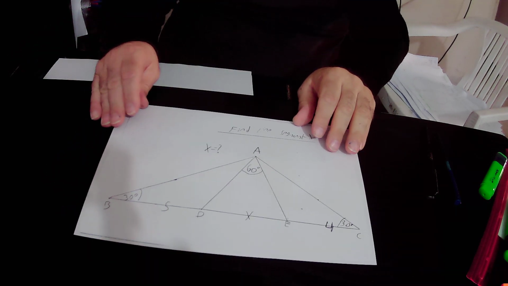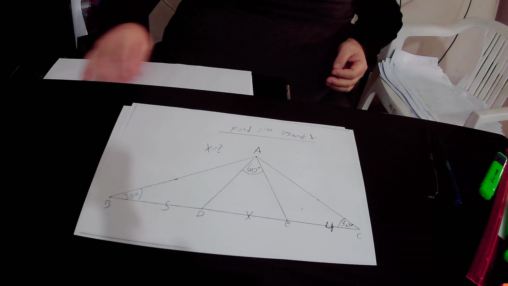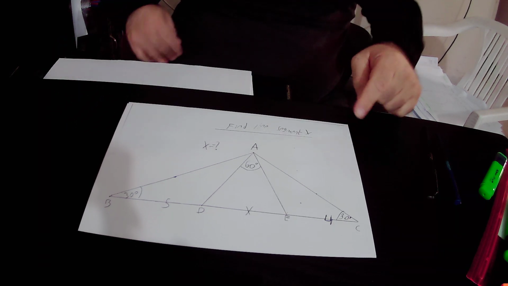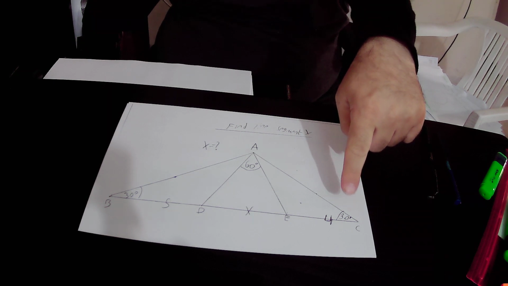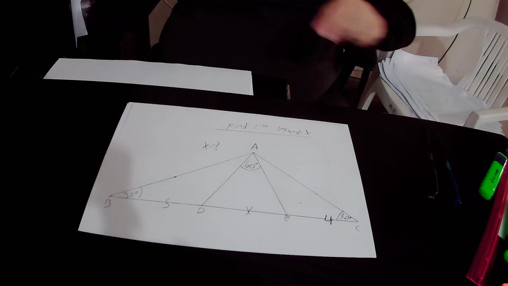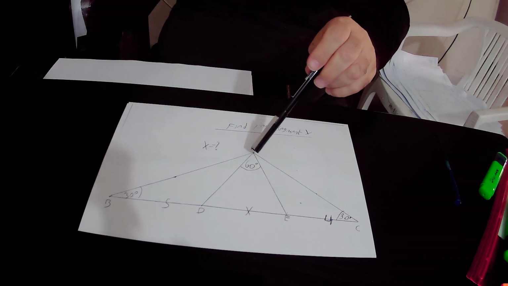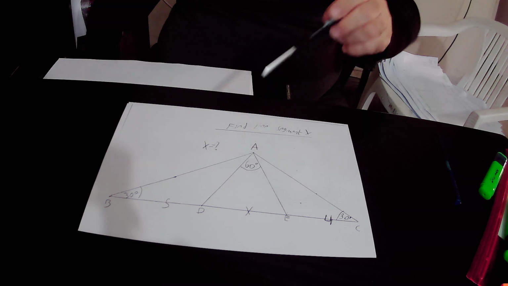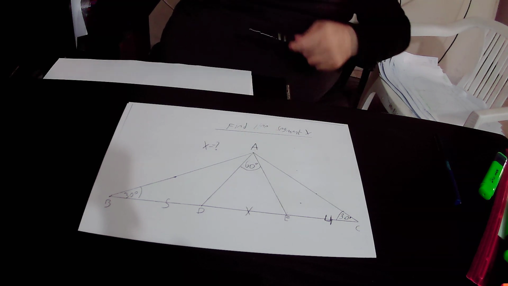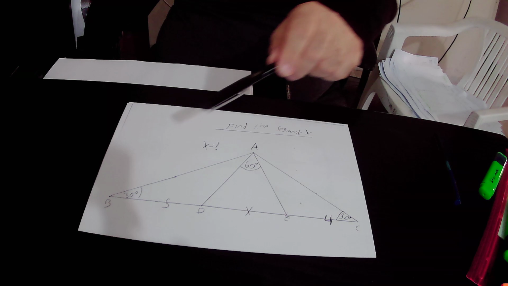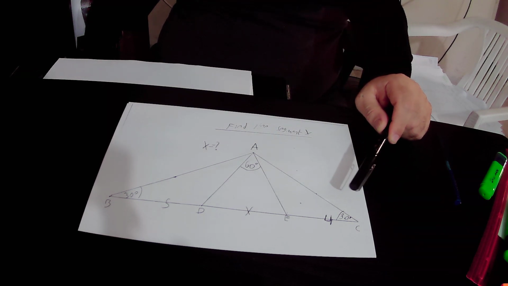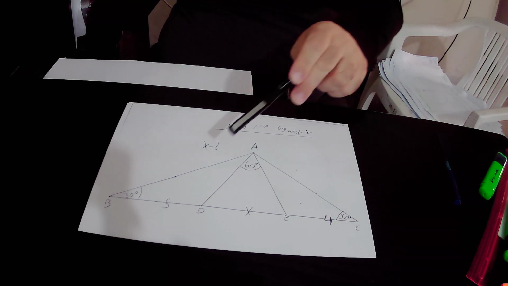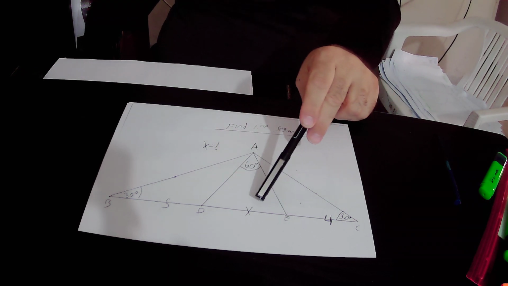In the drawing, we have triangle ABC. This angle ABC equals 30 degrees. This angle ACB also equals 30 degrees. And this angle DAE equals 60 degrees. Line segment BD equals 5 units. Line segment EC equals 4 units, and our mission is to find the value of line segment DE that is equal to x.